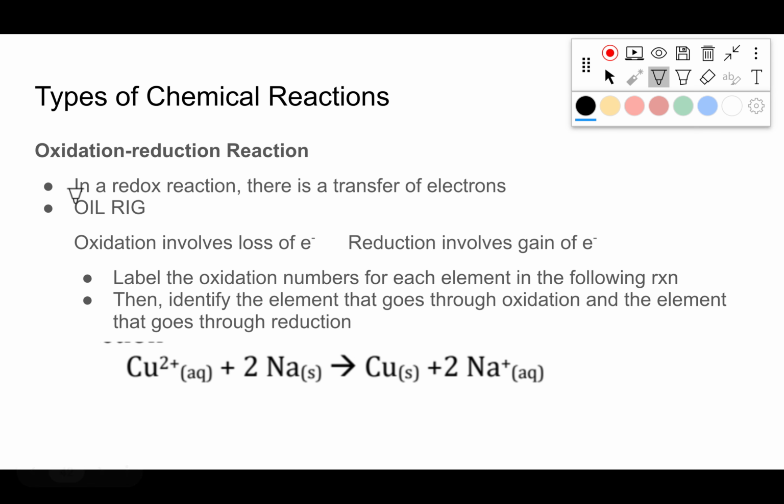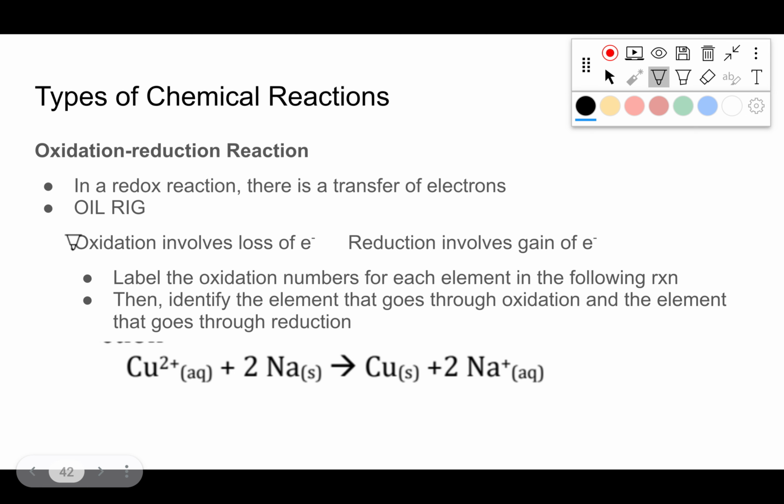The way that I memorized it is with OIL RIG as the acronym. We have a lot of acronyms in AP that we memorize to help remember really complicated things. This is one of them. There's always a transfer of electrons in these oxidation reduction reactions. Something is losing electrons, something is gaining electrons. The way I remember it is OIL RIG.